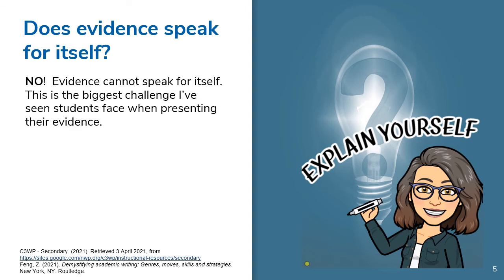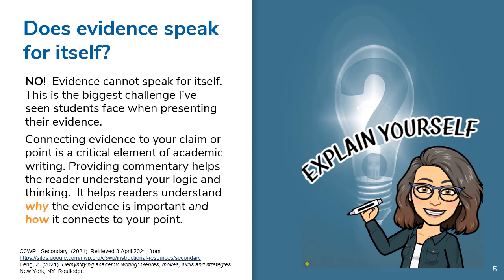In fact, one of the biggest challenges I've seen in students' writing is that they'll present some evidence, but they don't provide any commentary. They don't elaborate on it. And actually connecting evidence to your claim or point is critical for academic writing. So providing commentary helps your reader understand your thinking. It helps the reader understand why the evidence is important and how it connects to your point. So without the commentary, the evidence just doesn't work.